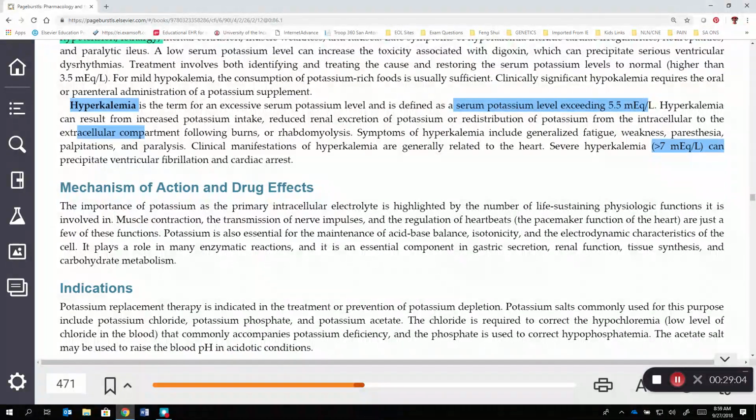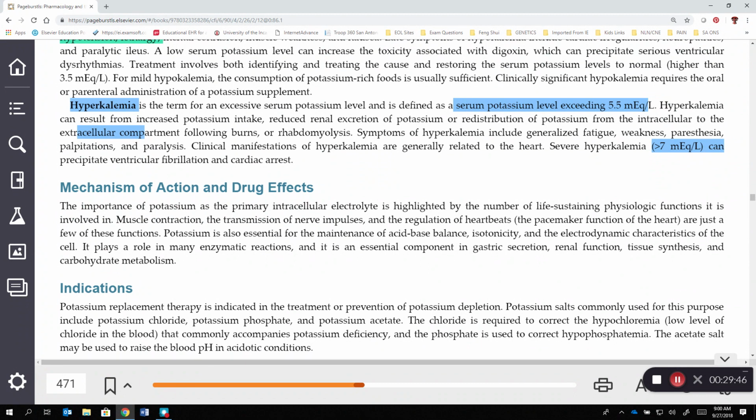Hyperkalemia, so now we have excess serum potassium. That means all that potassium that's supposed to be in the cell, too much of it now is out floating around in the vascular space instead of staying in the cell where it belongs. So that's when we have a serum potassium level that comes out as 5.5 or higher. This results from maybe taking in too much potassium or the kidneys, the renal system, not excreting potassium the way it should. Maybe patients who have burns usually have this extracellular compartment. It's called third spacing, and the potassium is held on to that way, or rhabdomyolysis can lead to this as well.